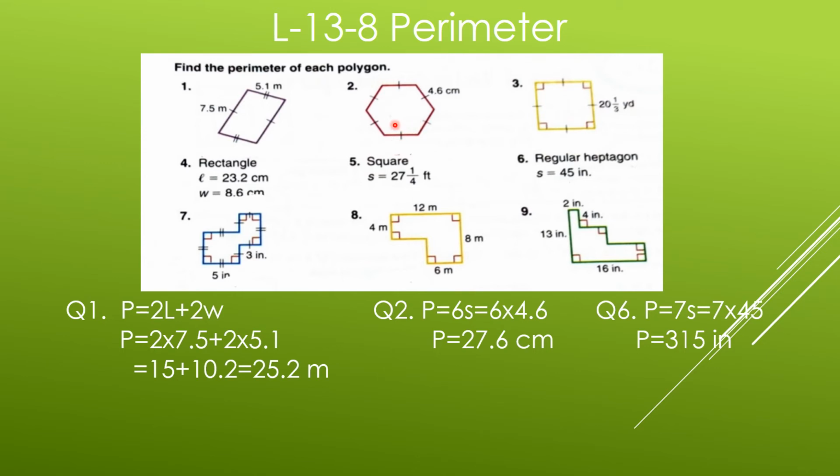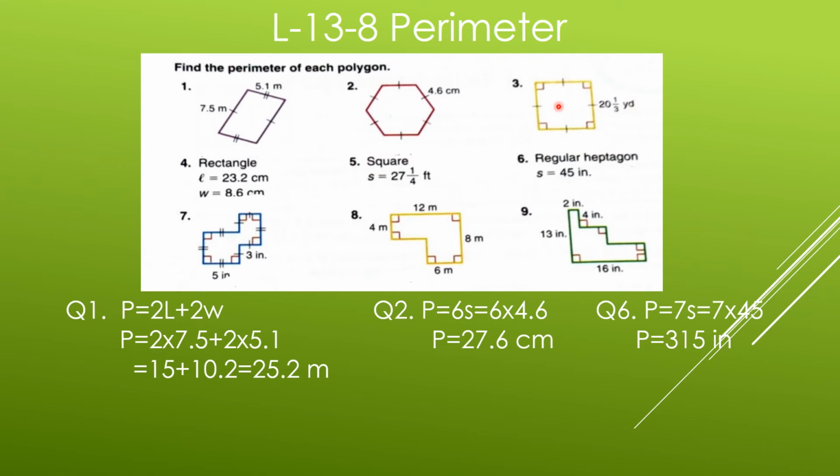And for the regular polygon, what is the formula? N times S. N is the number of sides. In this case, how many sides are there? 1, 2, 3, 4, 5 and 6. That's why you are using 6. What is the side length? It is 4.6 centimeters. 6 is multiplied by 4.6. What is the answer? 27.6 centimeter.